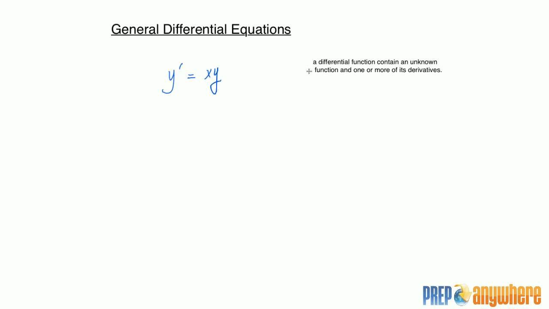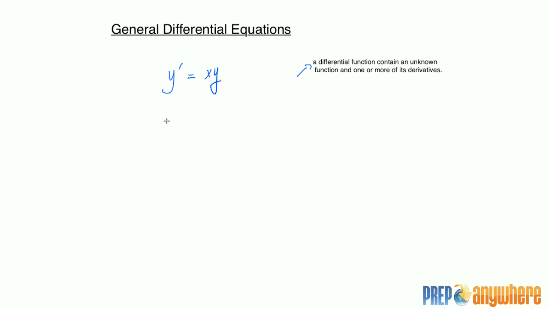The official definition is that it's an equation containing unknown functions and one or more of their derivatives. These are even more tricky to find the antiderivative of than functions that are stated explicitly. So this is a relatively easy one. Let's try this. We have y prime is equal to xy.